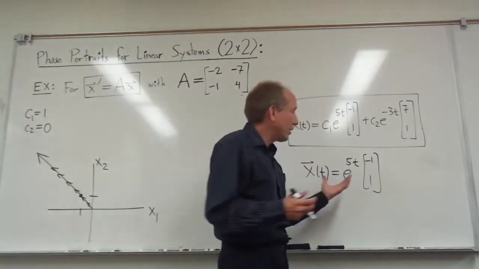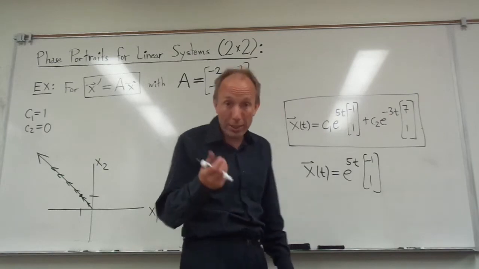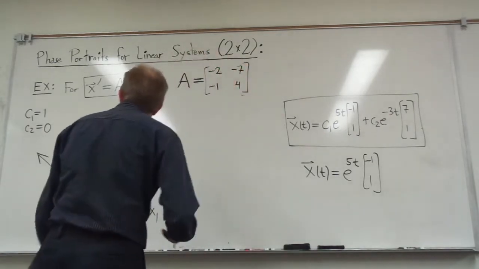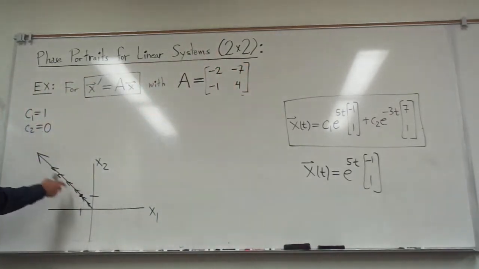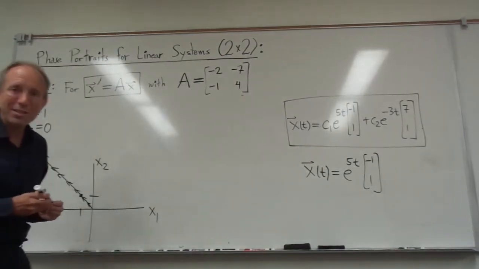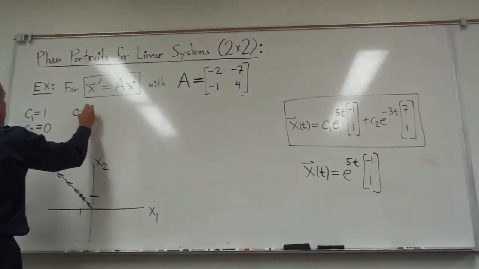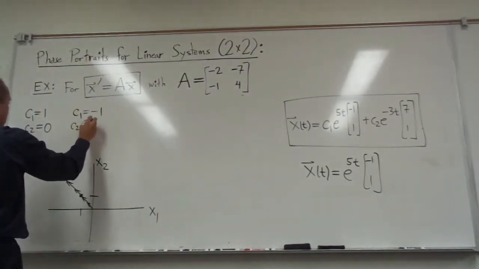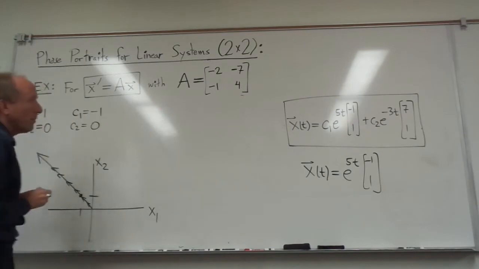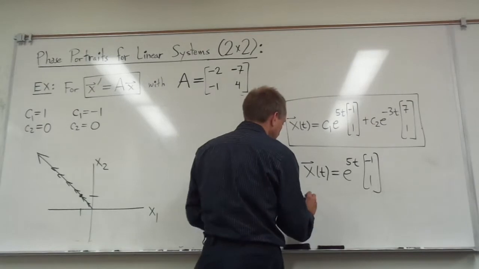It's kind of just like parametric equations that you would have learned about in calculus. All right? So this is one solution. This is the solution that corresponds to C1 equals 1 and C2 equals 0. Now, what if I let C1 equal negative 1 and C2 equals 0? Well, if I do that, I'm going to get a different solution now, right?